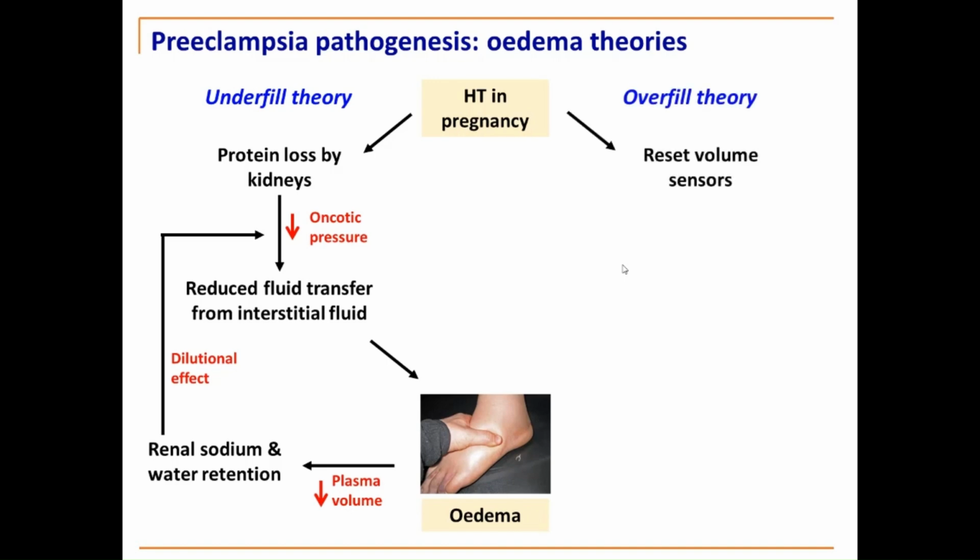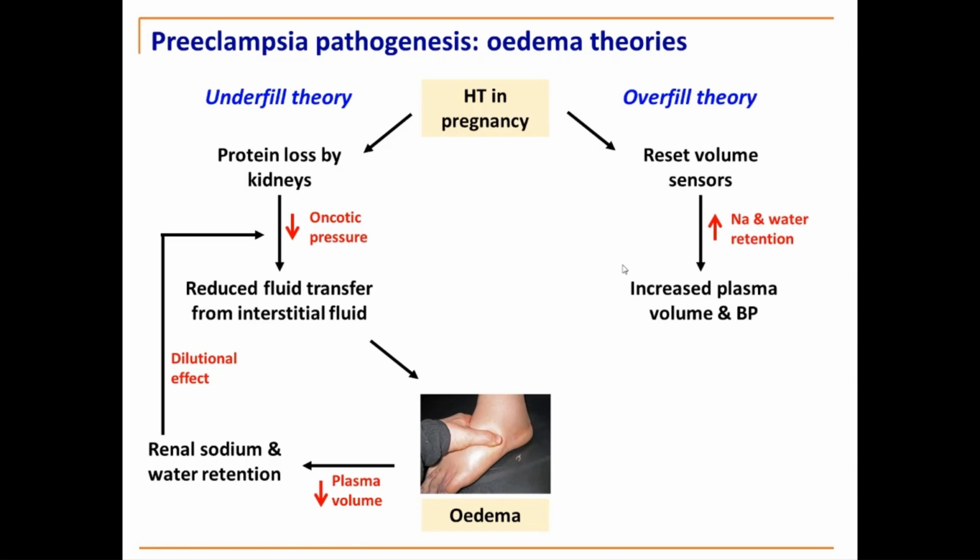We've then got the overfill theory, and this is because we get reset volume centers. So this has partially been covered earlier. So this is where you may get an increased blood volume and cardiac output. This can lead to your increased volume passing through the capillaries and therefore elevated pressure within the capillaries.